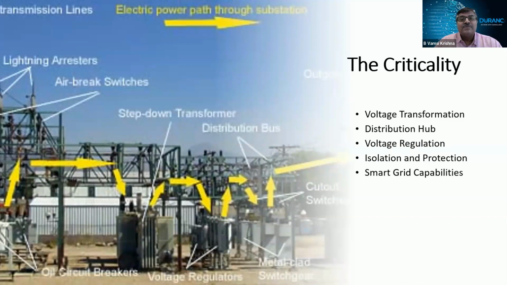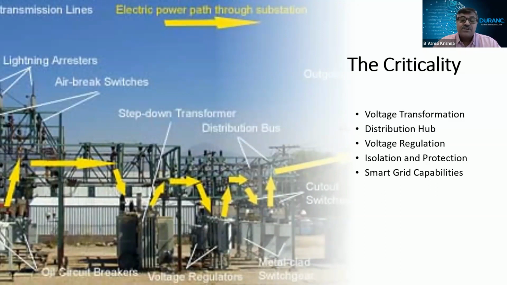If you look at the activities that happen in the substation, first there is voltage transformation. Power generated at the plants is transmitted over very long distances at high voltages, obviously to reduce the energy loss. Then these high voltages are definitely not suitable for consumption by home users or business users. So substations play a crucial role in stepping down the voltage levels to make it suitable for local distribution.